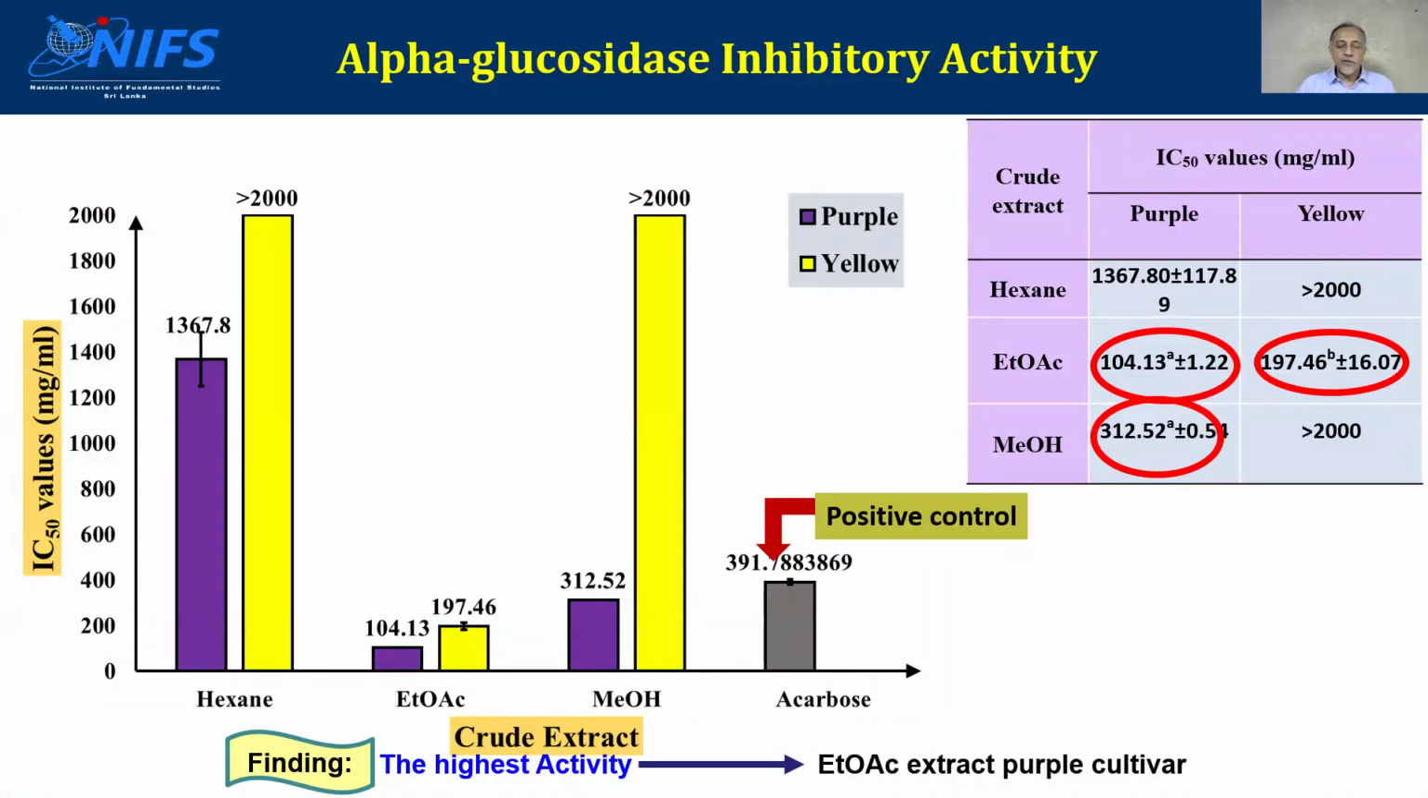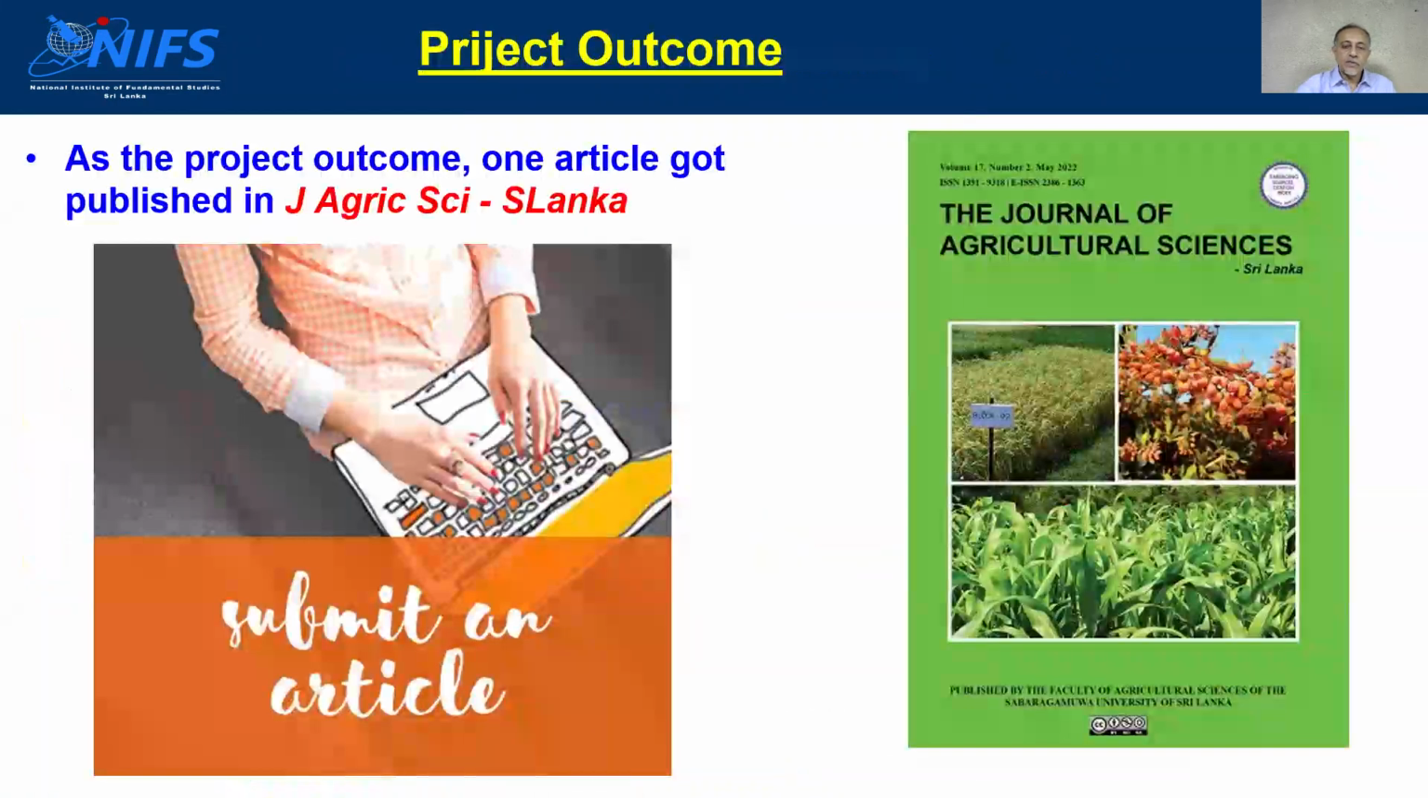After that, we investigated the alpha glucosidase activity of the three extracts, and the highest activity was detected in the ethyl acetate extract of the purple cultivar. Here we have used acarbose as the positive control. As the project outcome, one article got published in the Journal of Agricultural Sciences Sri Lanka. This was published last year.